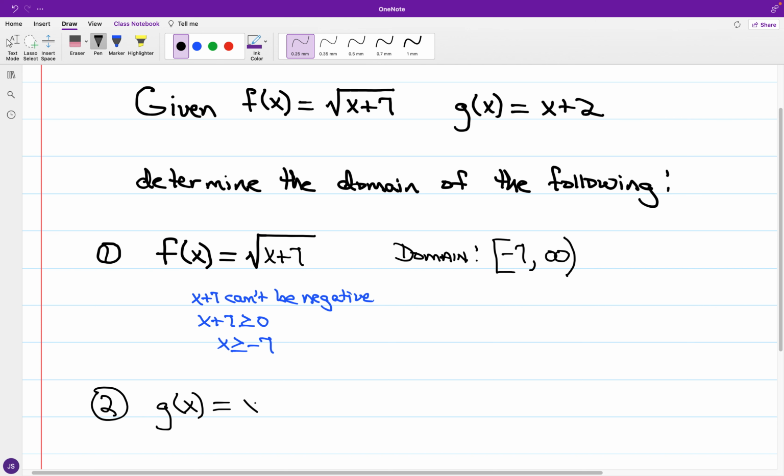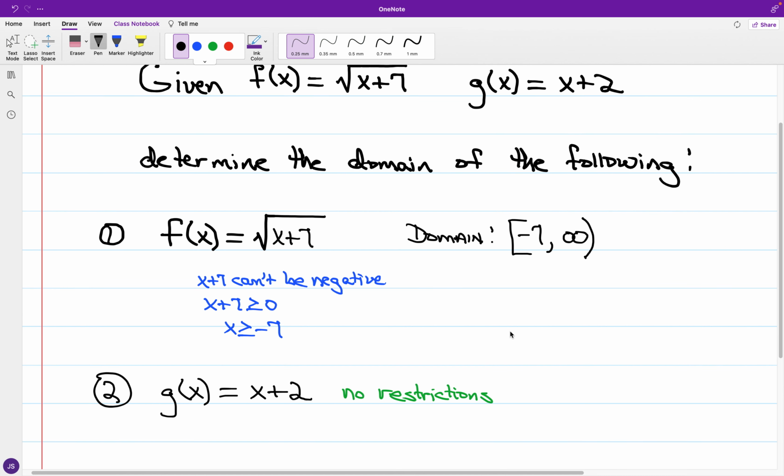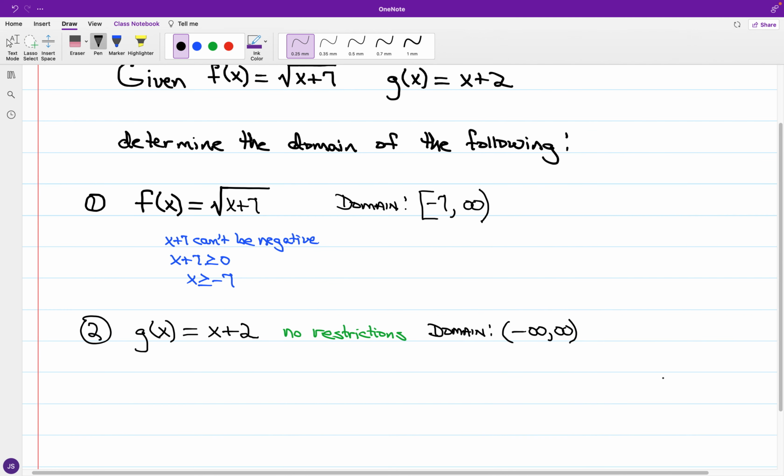Now for g of x is equal to x plus 2, that one has no restrictions. So for g of x, if I had to worry about just g of x, x can be anything since I do not have an even root radical or a fraction. So the domain is going to be the set of all real numbers.